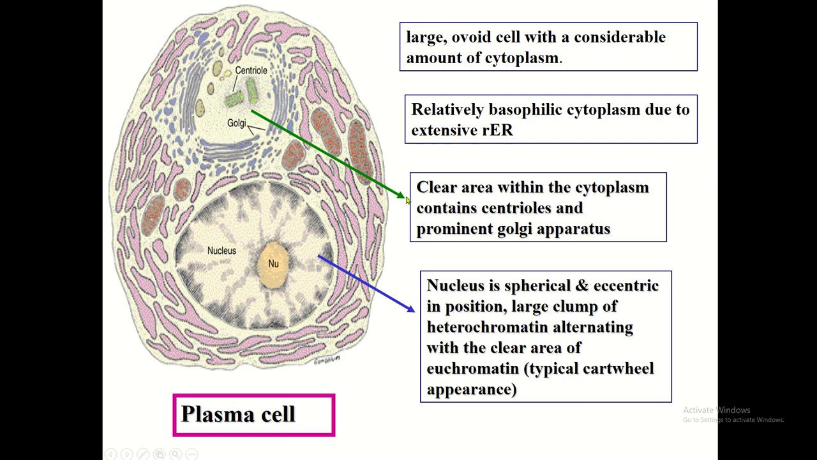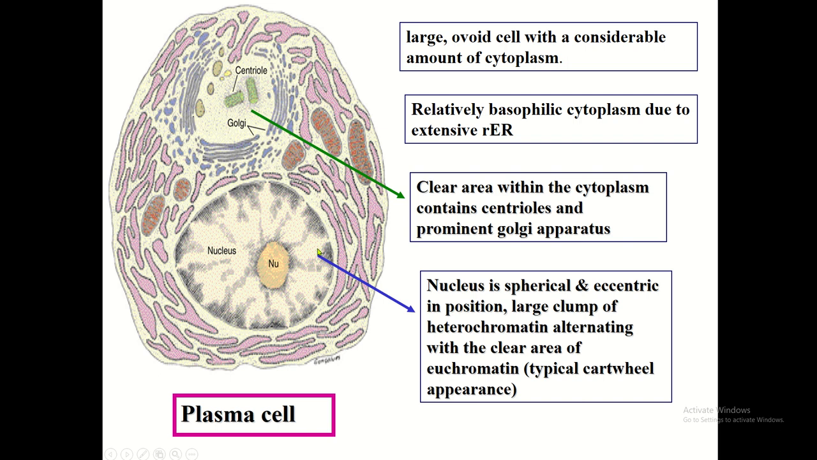Plasma cell: a large ovate cell with a considerable amount of cytoplasm, and relatively basophilic cytoplasm due to the extensive rough endoplasmic reticulum. The cytoplasm contains a clear area which contains centrioles and a prominent Golgi apparatus. The nucleus is spherical and eccentric in position, with large clumps of heterochromatin alternating with clear areas of euchromatin, typically a cartwheel appearance. This is a very typical feature of the nucleus of the plasma cell.